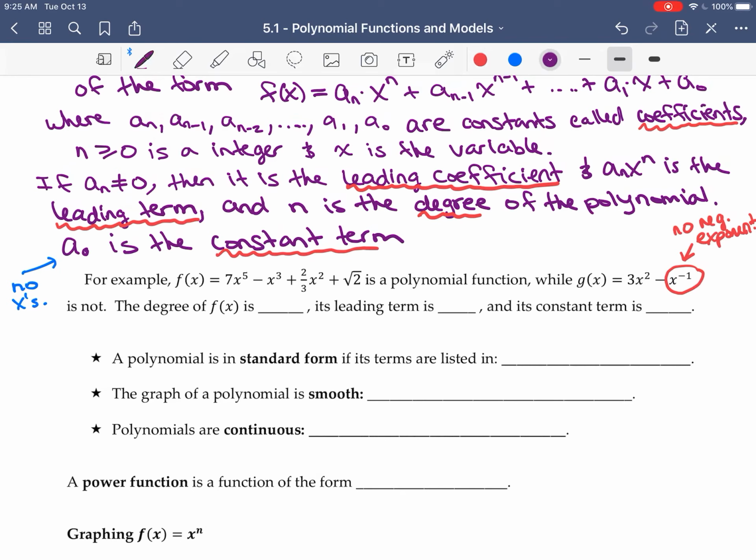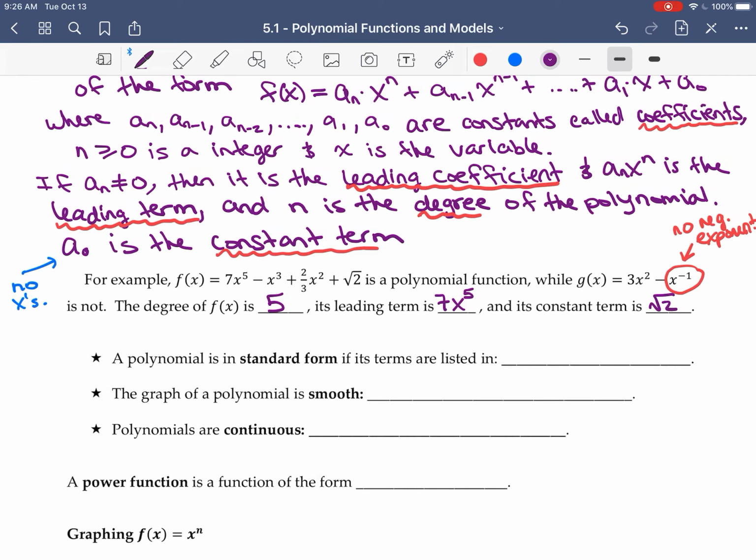Now talking about f, the degree of f, you want to look at the leading term, the biggest power of x, and take its exponent. So the degree of f is 5. The leading term is 7x to the 5. And the constant term is the one with no x's, so it's root 2.